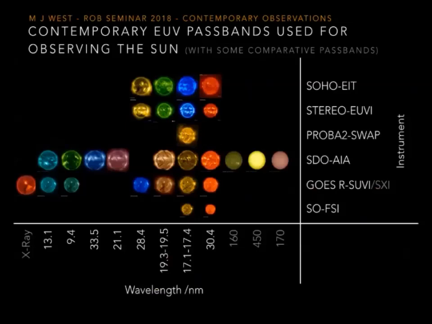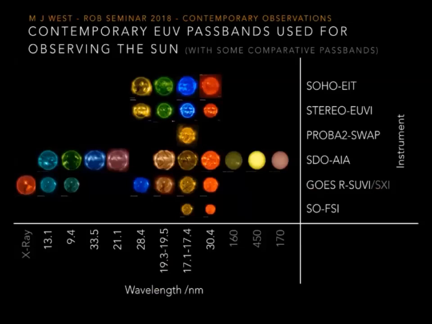I should say that SOHO EIT is observing from the L1 point. STEREO EUVI is moving around the sun, ahead and behind the Earth in its orbit. We've got the Proba 2 satellite here, which is hosted here at ROB, SDO AIA with all these different passbands, and the newly launched GOES-R SUVI mission. And finally, in the future, we'll have the Solar Orbiter FSI images to help complement all of this.